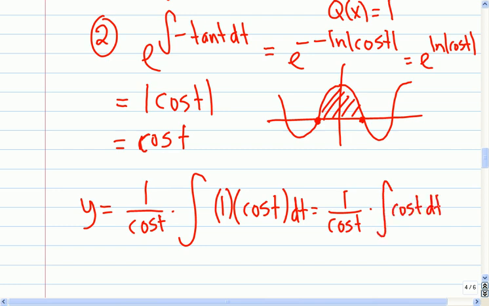So what's the cosine of t's integral? Yeah, I know we're almost at spring break, but that's an easy one. You should be able to do it.